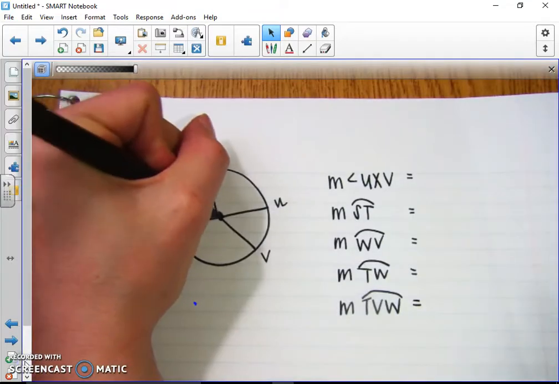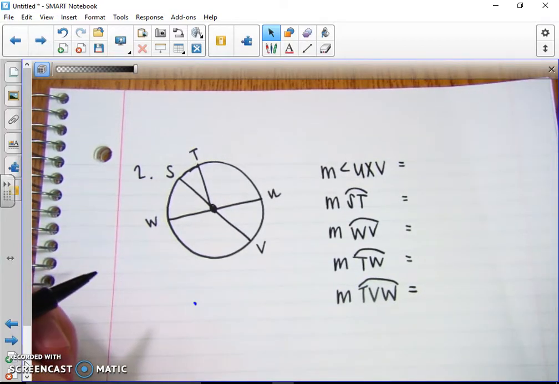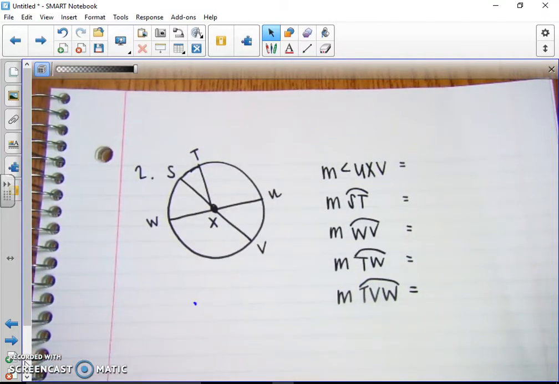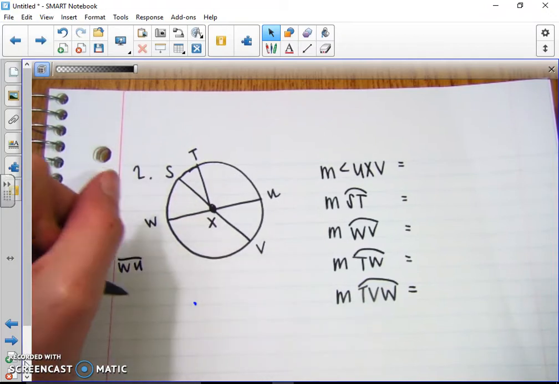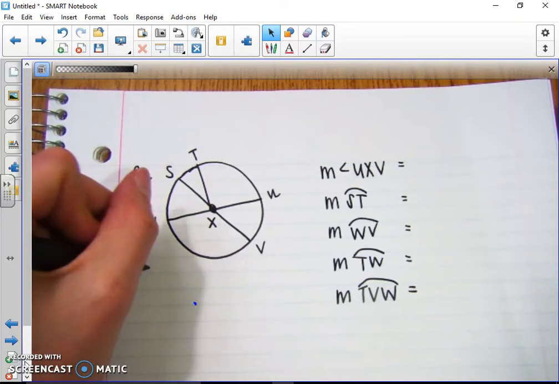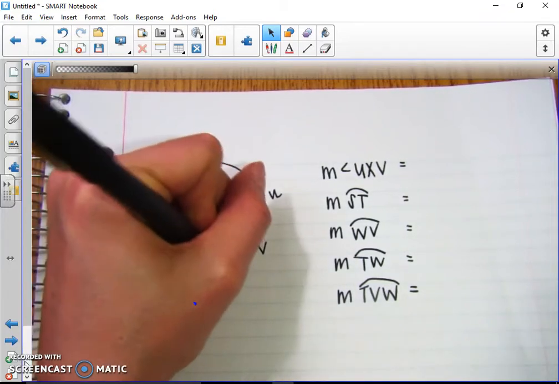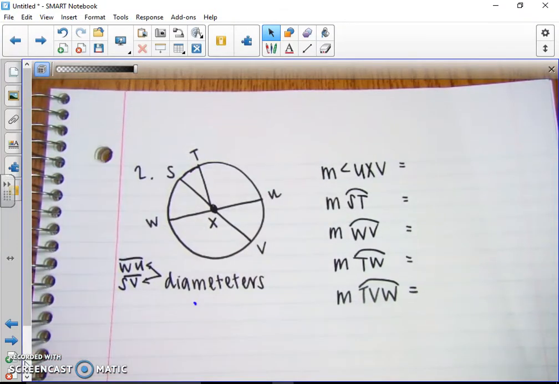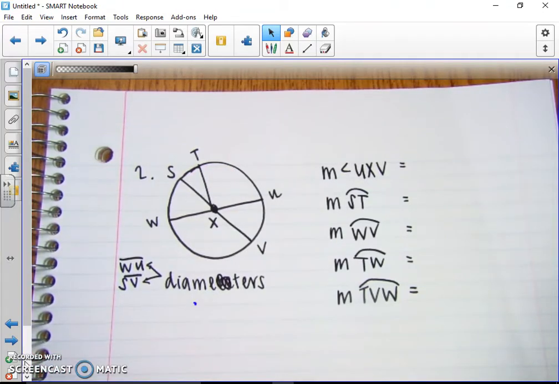All right, last example here, so go ahead and copy number 2 in your notes, please. All right, and we've got center point here is X, and I'm going to tell you that WU is a diameter, so WU, and then also SV. I'm going to tell you that SV, these are diameters. Because a lot of times I tell you don't trust the picture. I think in a lot of these examples, they're allowing you to trust it, but, and I spelled diameters totally wrong. So just ignore that part.